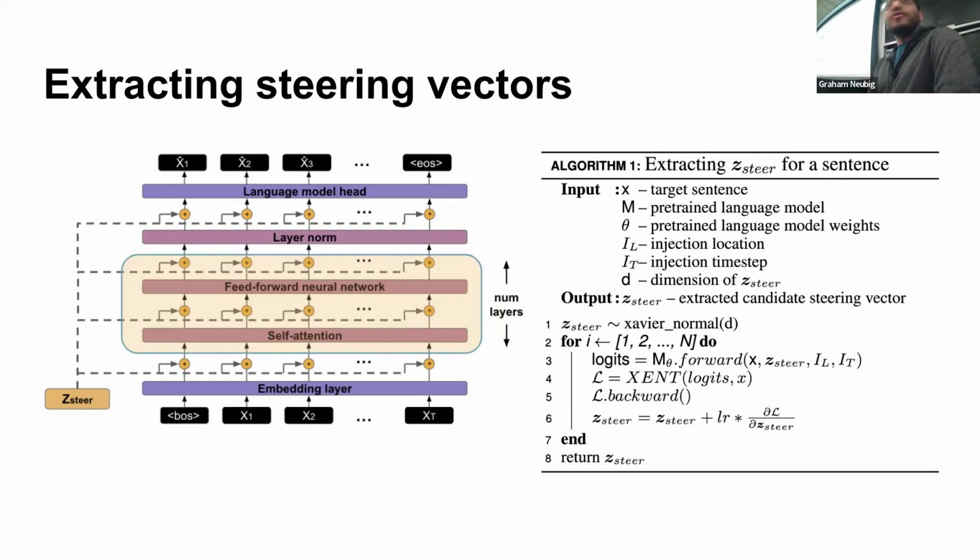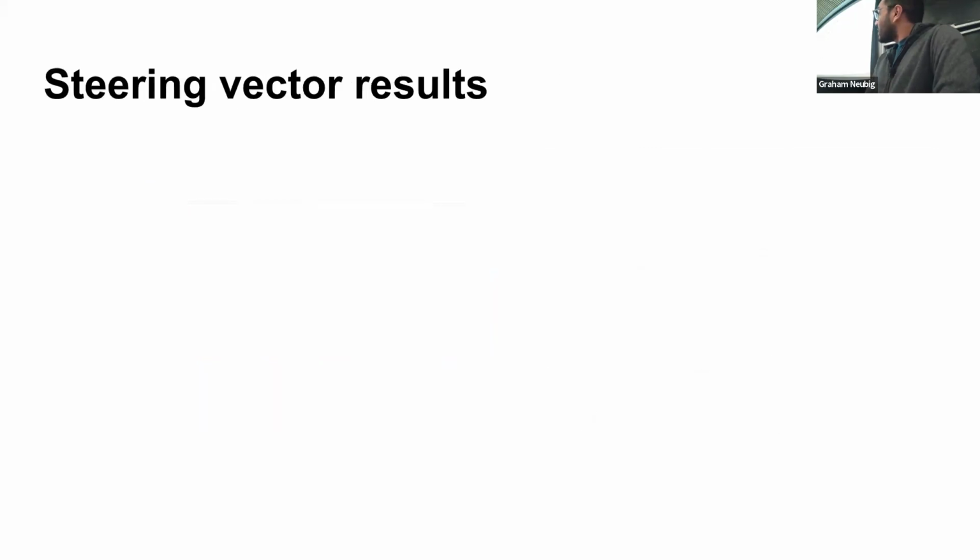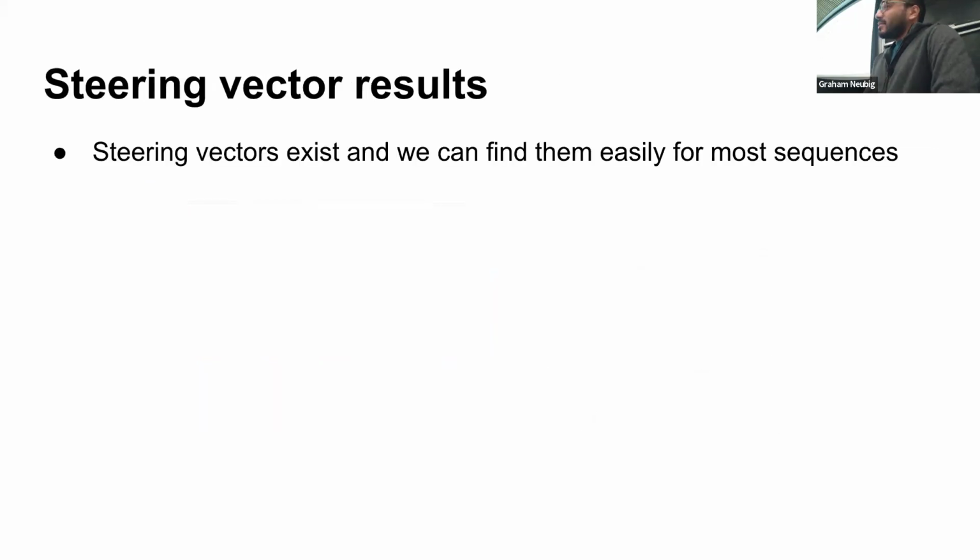All right, so move over to results. So we can find steering vectors, and that's interesting. And we can find them pretty easily, and for most sequences, even sequences that the underlying language model hasn't seen before. It also works for, and this is kind of a negative, random sequences of very small length, but it's harder to find.